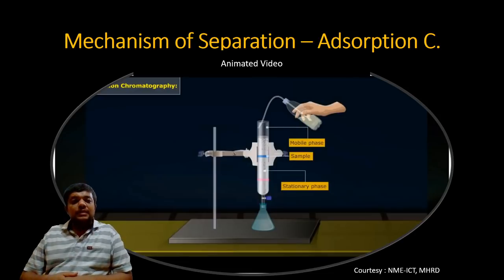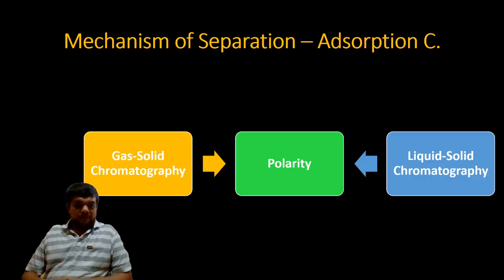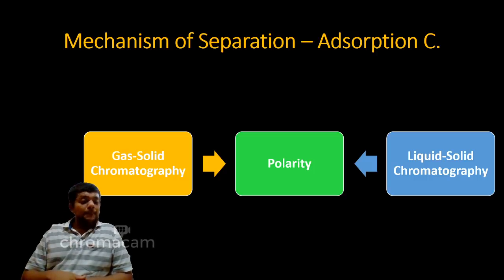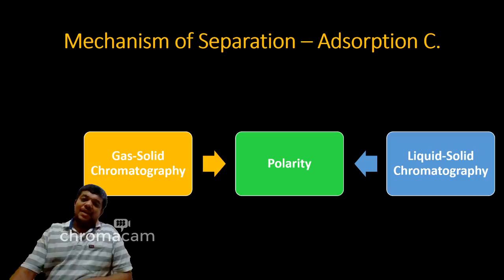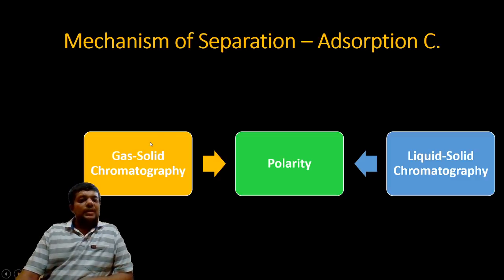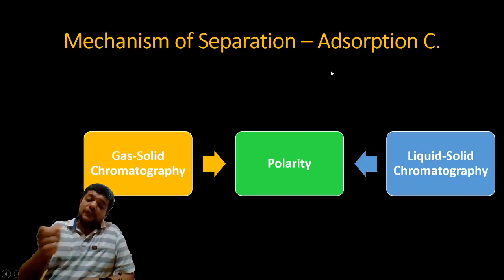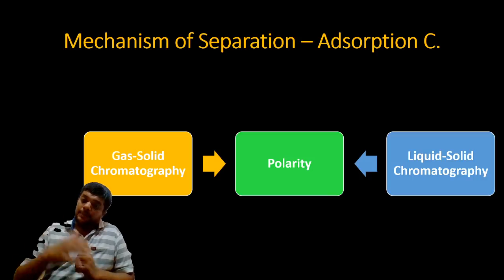Coming to the second method, that is separation mechanism based on partition chromatography. But before going on to partition chromatography, I would like to draw your attention to one simple chemistry happening in adsorption chromatography. When we say gas solid chromatography, or when we say liquid solid chromatography, in these two techniques, the mechanism that happens is the adsorption phenomena. What I told you just now, a series of adsorption and desorption will separate the compounds.